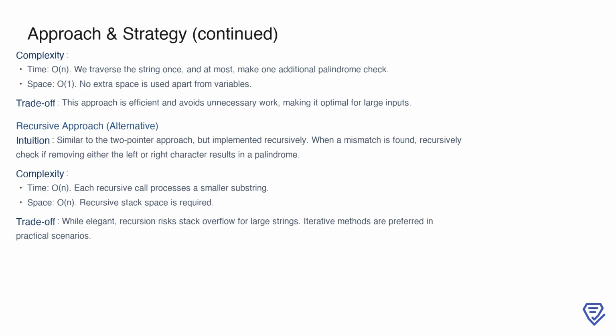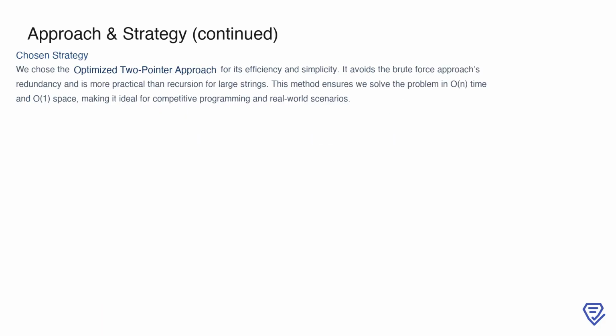However, recursion introduces additional overhead due to stack space. Its time complexity remains O(n), but space complexity increases to O(n) because of the recursive call stack. This makes the recursive approach less practical for very large strings, where iterative methods are safer and more efficient. For this problem, the optimized two-pointer approach is the clear choice.